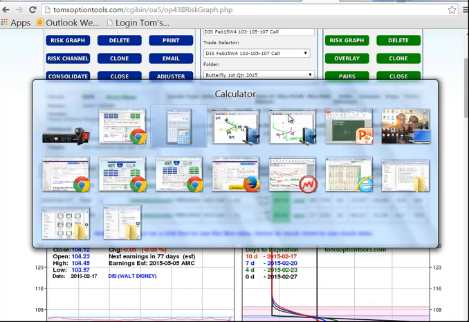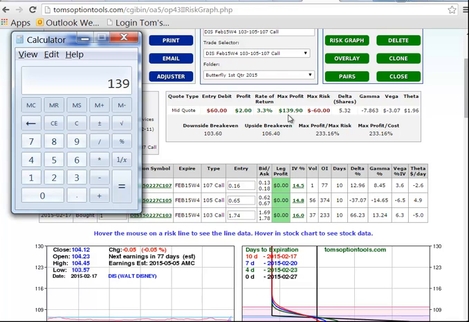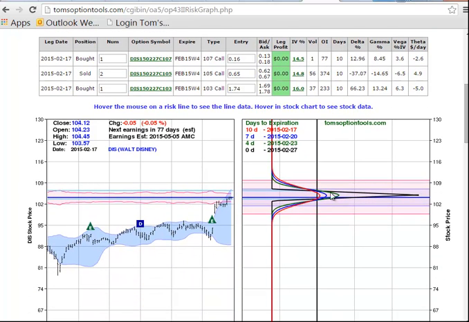You take your 139.9 profit potential, and I divide that by my debit, and that gives me my best case scenario. What's the most I can lose is my maximum risk here. So when I look at the actual risk graph, it's a little tight. I'd like to expand it a little bit.